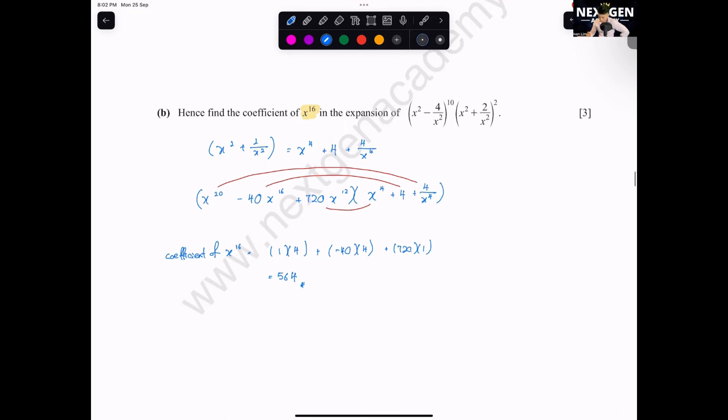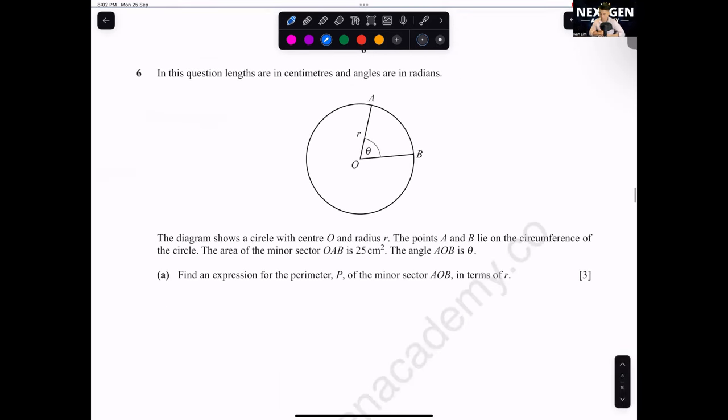Okay, next one. Question 6. In this question, lengths are in cm and angles are in radians. The diagram shows a circle with center O, radius r. A and B are points on the circumference of the circle. Area of the minor sector OAB is 25 cm squared, and the angle is theta. Find the expression of the perimeter P of the minor sector AOB in terms of r.